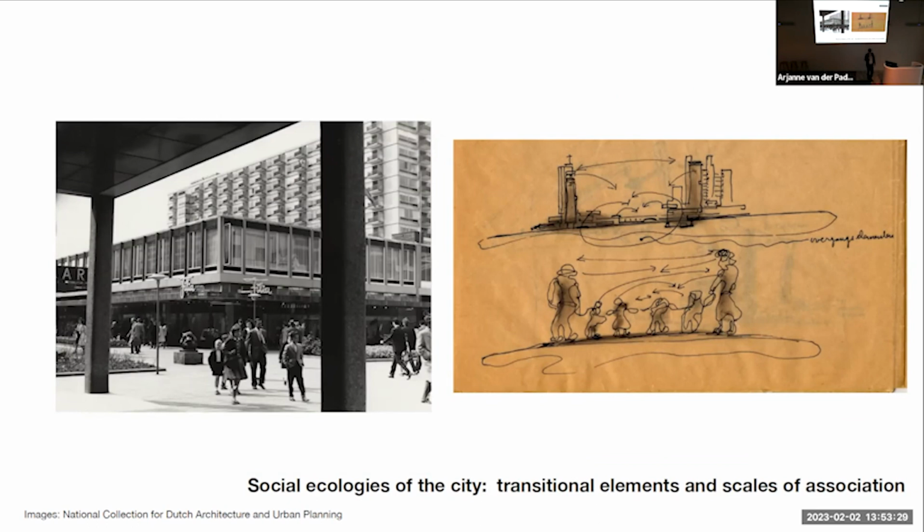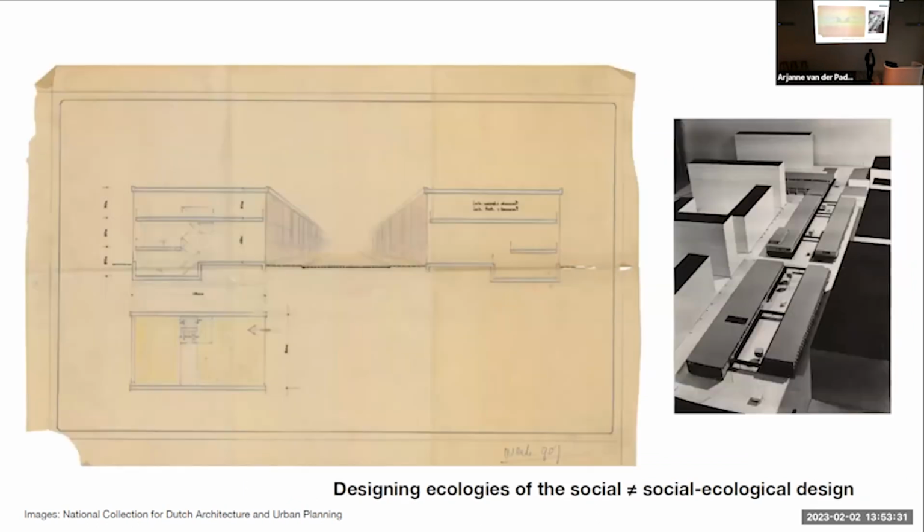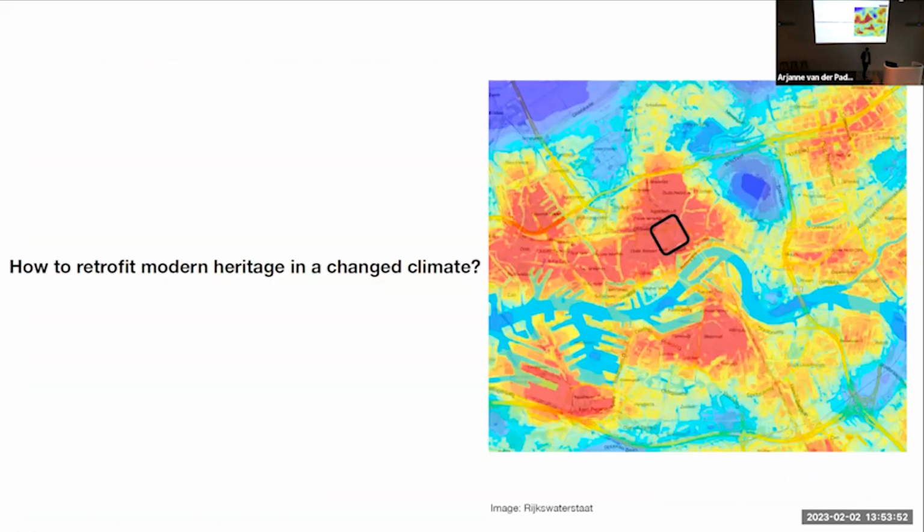It's important to say social ecologies, because that's not the same as designing social ecological design, because we see how this project in particular, although it might have as a base the construction of a social ecology, is performing quite poorly in terms of ecology. And we see now in this map of the urban heat island effect in Rotterdam, actually it's at the core of this great hotspot of heat.